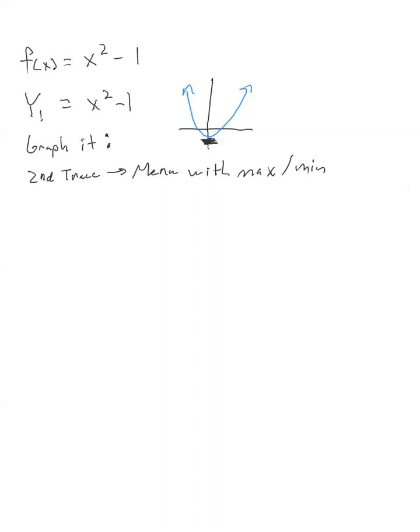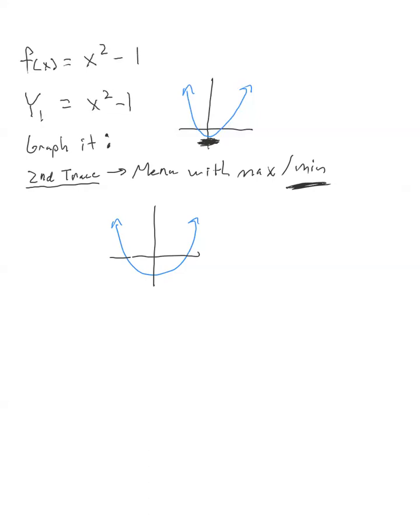So if we hit second and then trace, it pulls up a menu with a few options. Then you select whichever kind of value we're trying to find. Obviously, well, maybe not obviously, but if it's not obvious, that's okay. That's why we're learning. But this is a minimum value, right? This is the lowest that our function goes. It is a dip. So we are going to hit the minimum button, and it is going to bring you right back to your picture of your graph with some stuff on the menu.